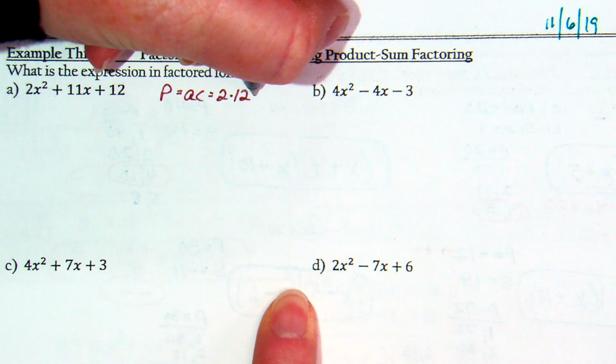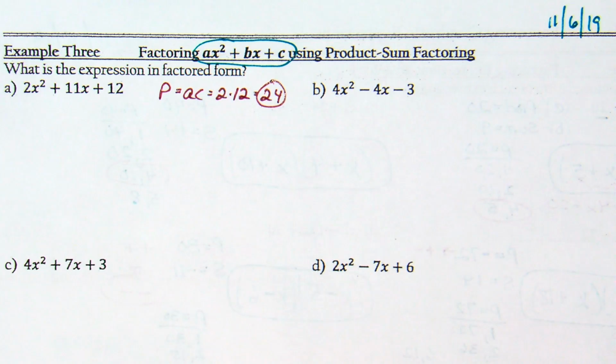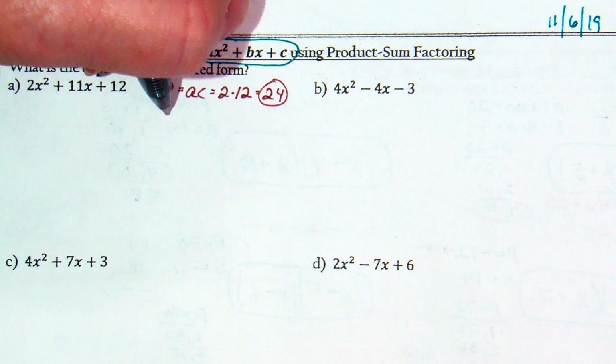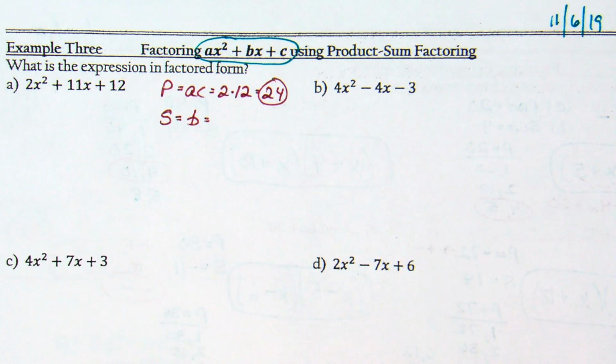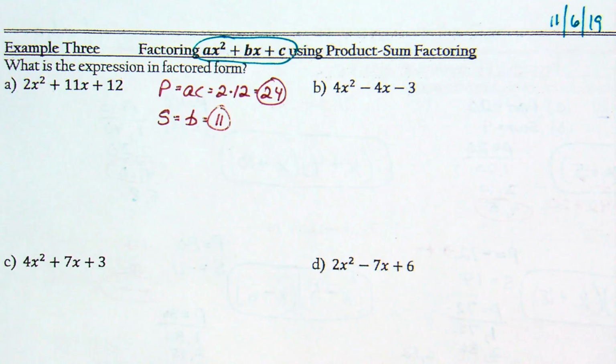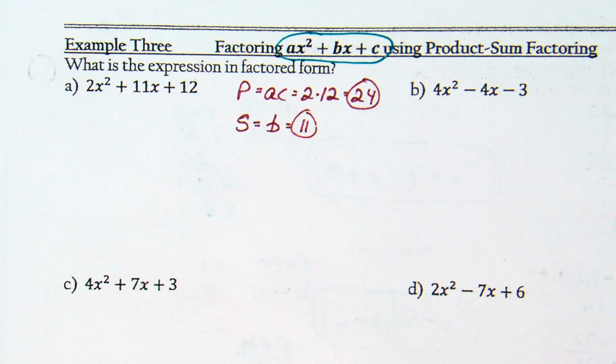24. So that means when I go to look for my numbers that might work, I'm not going to be looking for a product of 12 like I would have yesterday. I'm going to be looking for a product of 24. I'm still going to need a sum of the B term. What is my B value? 11. So I'm looking for my numbers that multiply to be 24 and add to be 11.